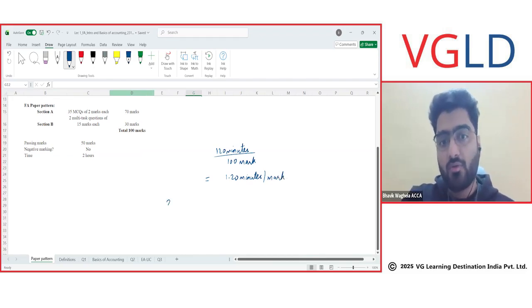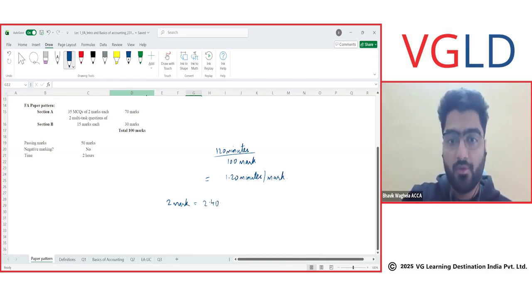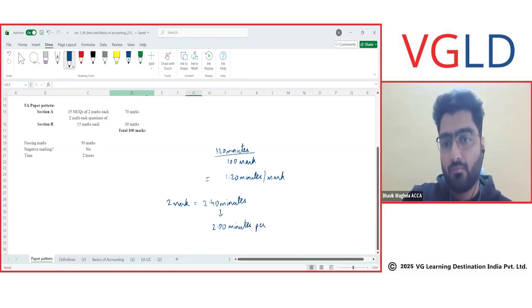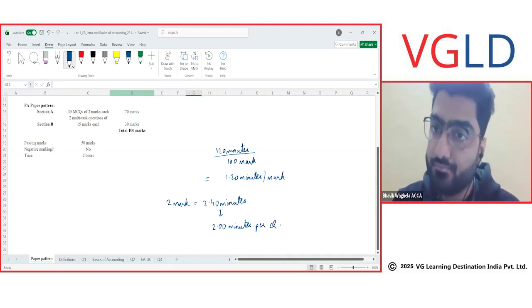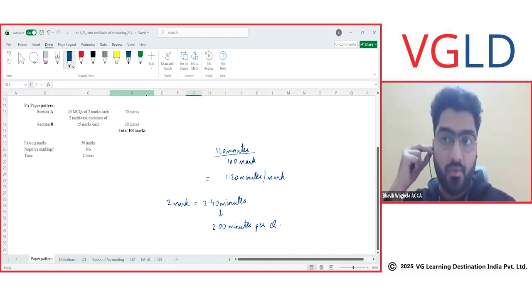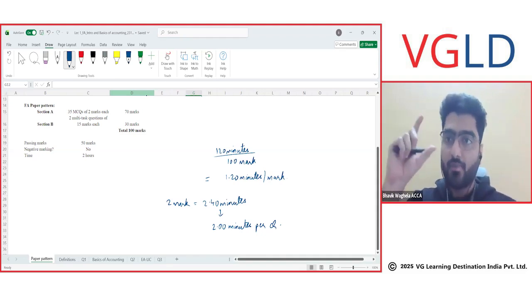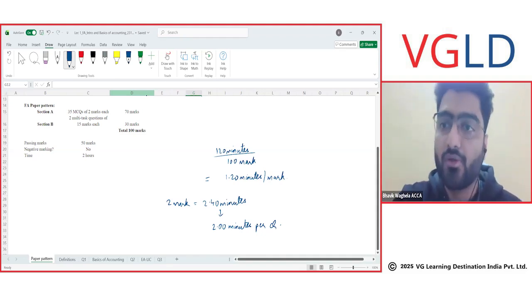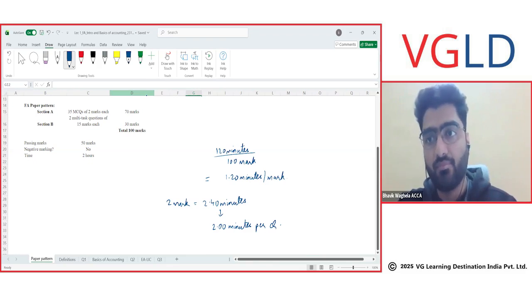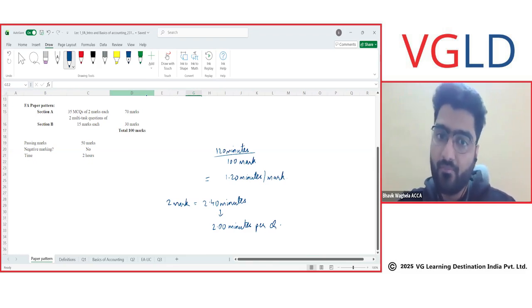So if it is a 2 mark question, then maximum you have is 2.4 minutes. I cut this down and make it to 2 minutes per question. Now, why so? Guys, you will also need some time to verify your answers before you click on the submit paper, right? Yes or no? So this is something that we will be starting working on from day one only.